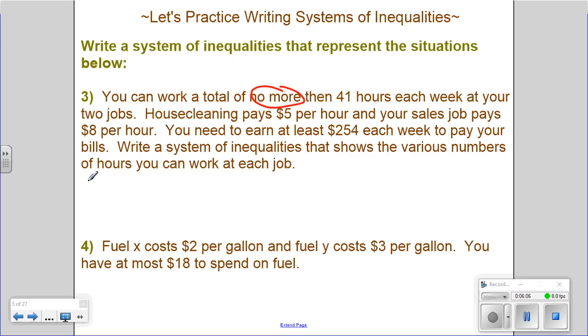So let's use H to represent the house cleaning job. And we're going to use S to represent the sales job.